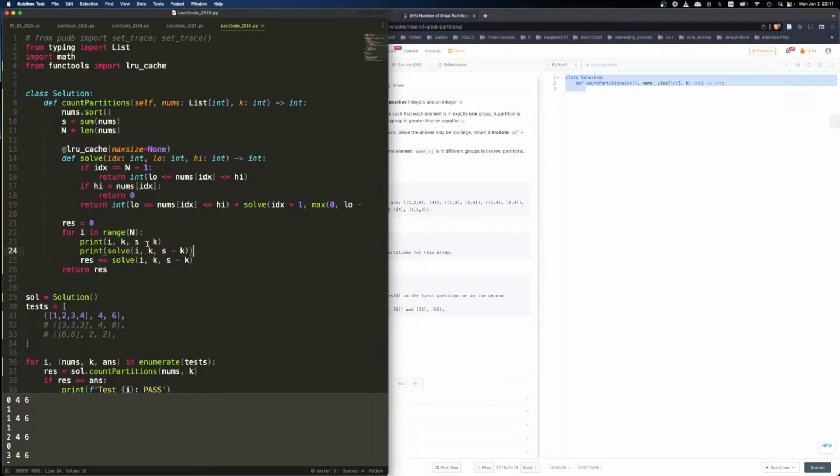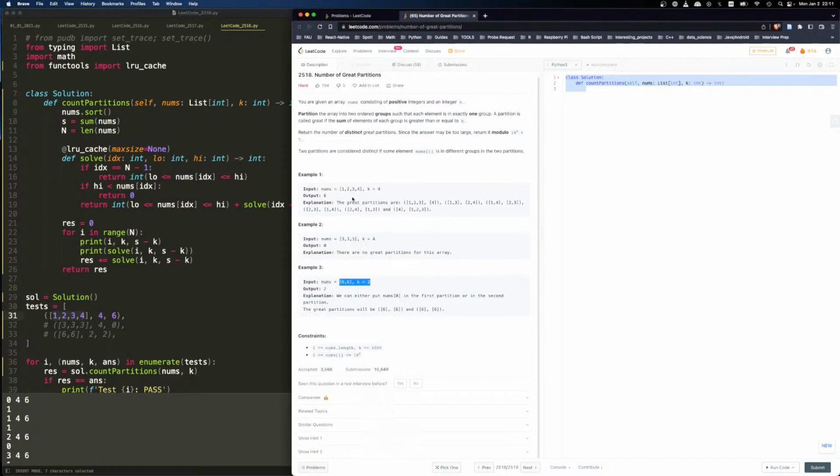Of 0 to 4, 4 to 6. Yeah, we include this. We want the range to be 4 to 6, and solving this gives me 1. That's not right, because I should have 1, 3, 1, 4, and then 1, 2, 3. Should give me 3. Okay, we have a problem.